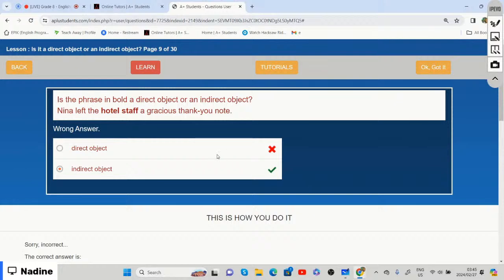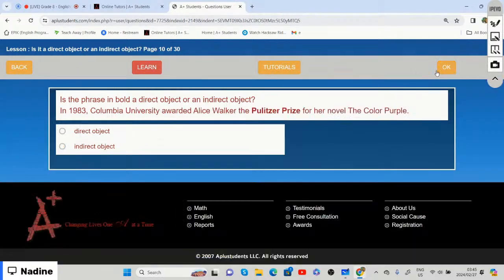Oh, it's actually an indirect object, right? So well done, Gigi. It is an indirect object, not a direct object. So well done. Indirect is correct.